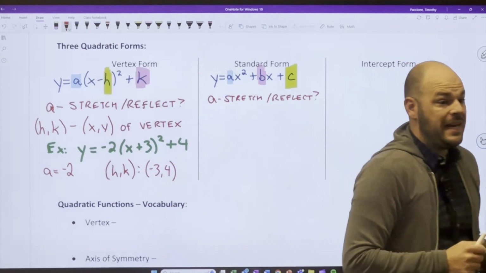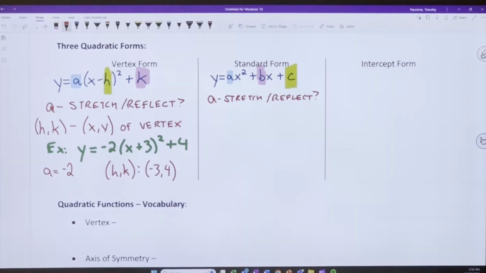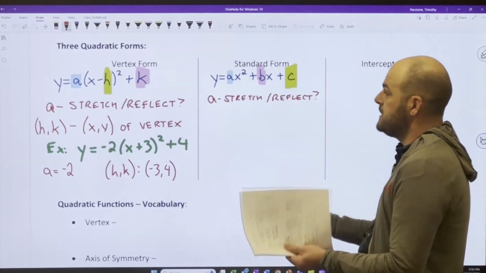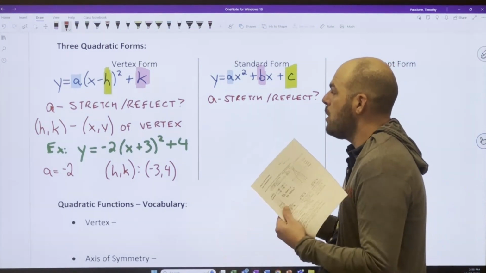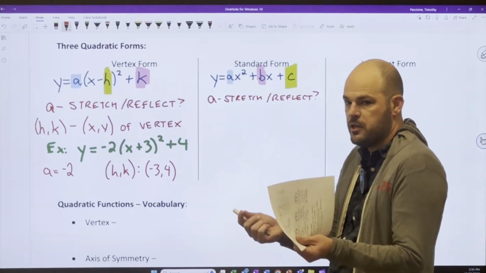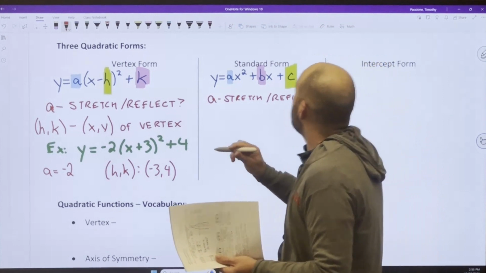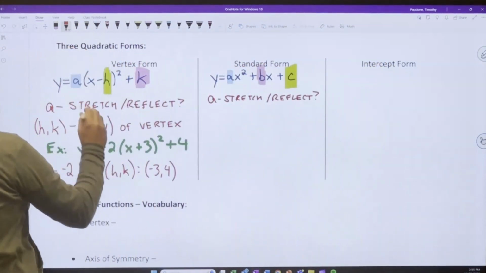Right? So A is A. It's the same in both equations, right? It will tell you the same information. Now our B and our C are not. They're new. All right, so we got to talk about our B and our C in this case.